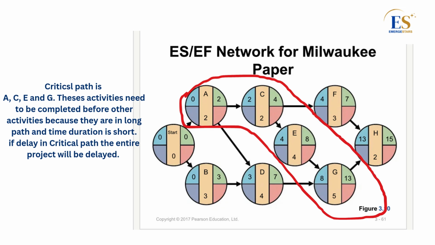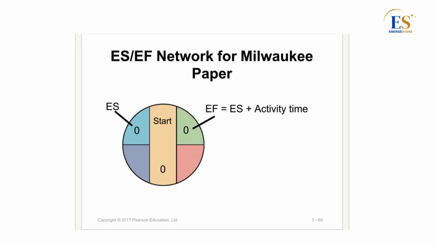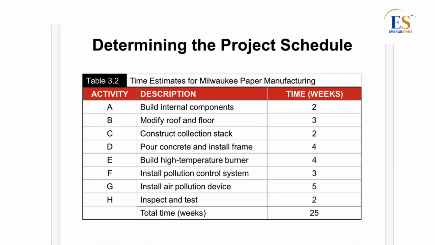In this session, we'll perform a critical path analysis for the Milwaukee paper manufacturing project. Our goal is to identify the critical activities, calculate early and late start and finish times, and determine the total project duration. Let's begin by reviewing the project's activities, their dependencies, and duration in weeks.